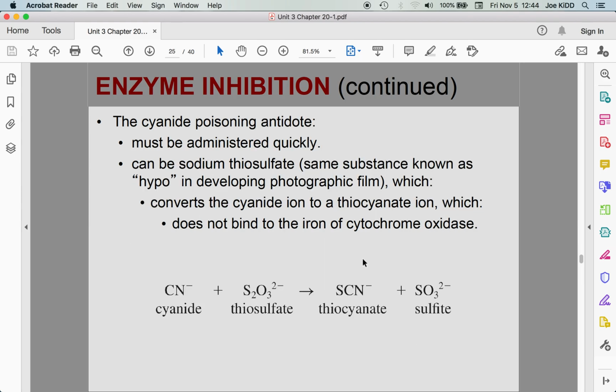There's no going back. But administering the antidote quickly will allow the antidote to scavenge for any free cyanide still floating around before it has a chance to complex with the cytochrome oxidase.